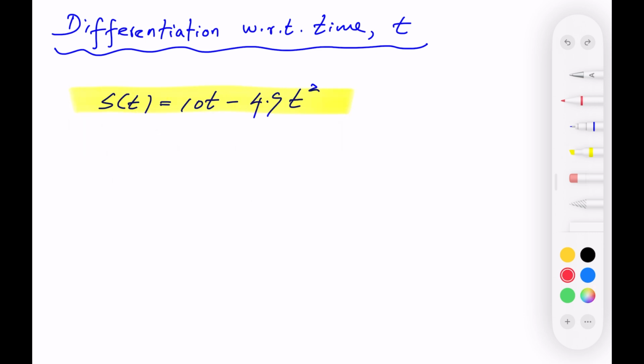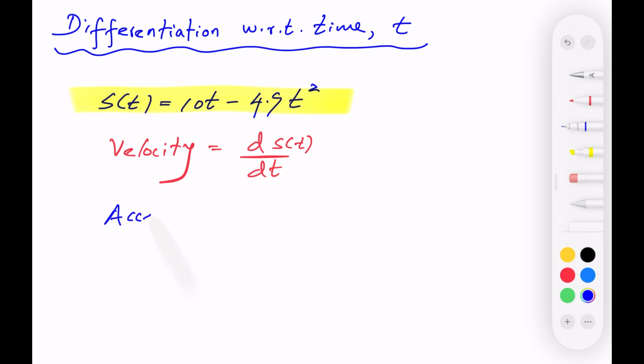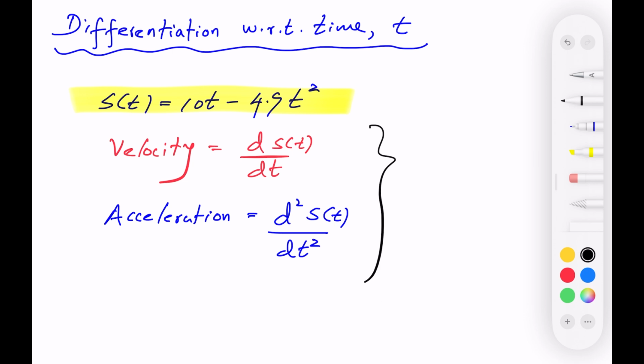Let's say I would like to find the velocity. Velocity is equal to the first derivative of the displacement with respect to time. If I want to find the acceleration also, the acceleration is equal to the second derivative of the displacement with respect to time. If we have to evaluate the velocity and also the acceleration at a given point of time, let's say I would like to find these two quantities when t is equal to 1 second, I can substitute t equals 1 in the resulting equations of the velocity and the acceleration.